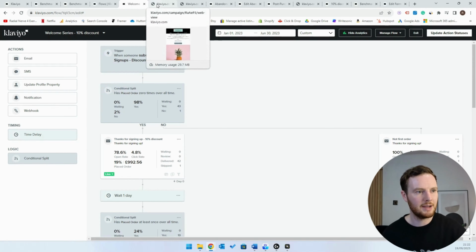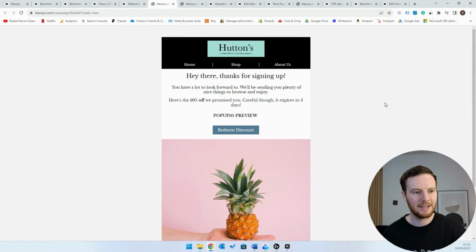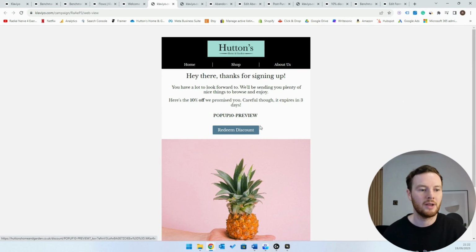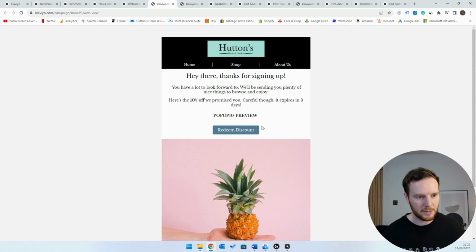So a pop up comes up, they pop their email address in, and they get a 10% discount. Going over to see what the actual email looks like, that's what it looks like. Although it says pop up 10 preview, that would fill out to be a code, and they can pop that in when they check out, or they can click on the button and it'll take them straight onto the company's website, make a purchase, and the discount will be added automatically.